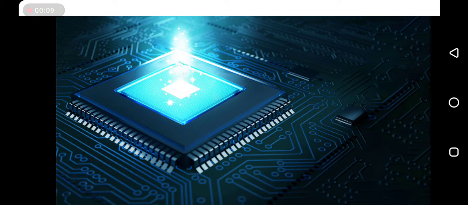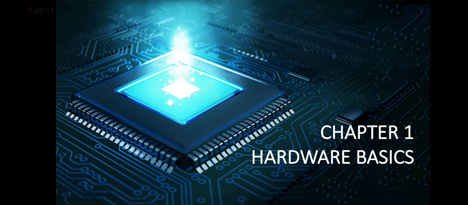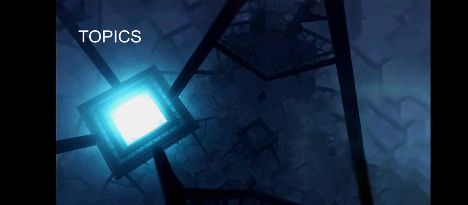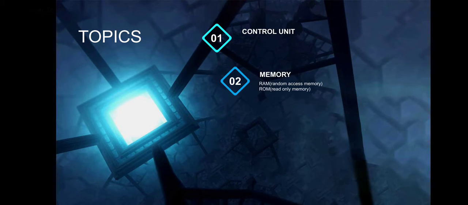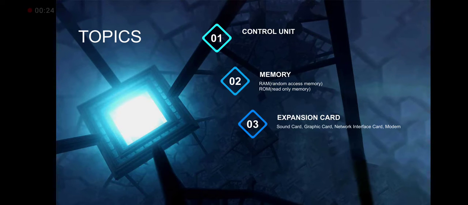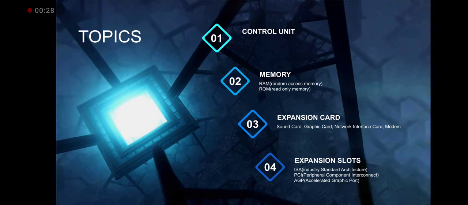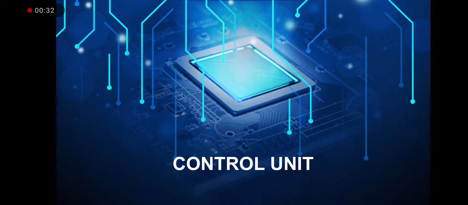We have been studying chapter number 1, Hardware Basics. So today's topics are control unit and memory. Memory consists of RAM and ROM. For the next lecture, we will study the topic expansion card and expansion slot. So let's start our today's lecture.